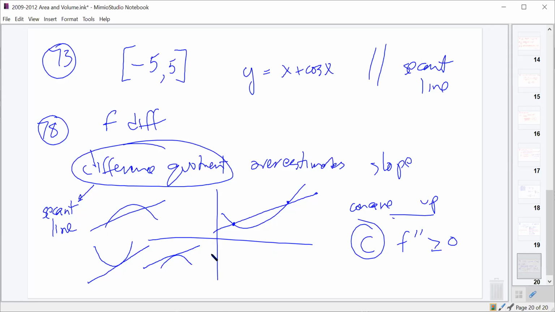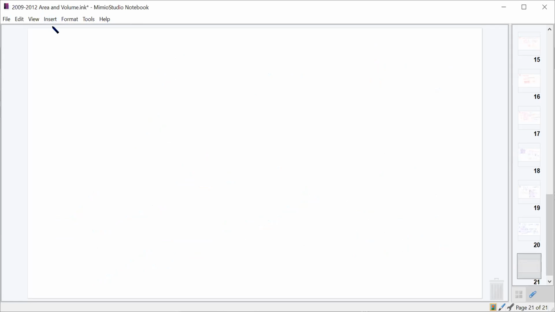Say that again? With the f double prime greater than or equal to 0, was that like the second derivative test or something like that? Yes, exactly. Okay. And so that's actually a very, very important problem to think about when a secant line and a tangent line under and overestimate the value of a function, or the slope of the function. Okay, so keep that one in the back of your head. All right, next one after 78 was 85.